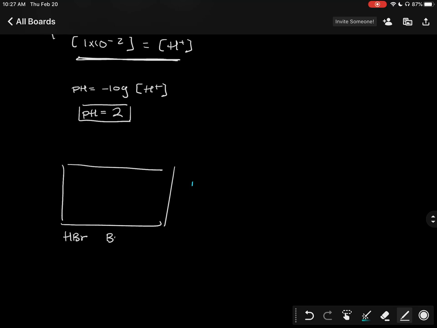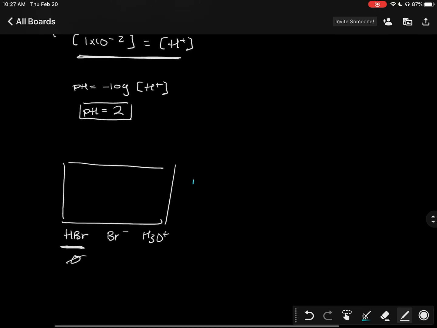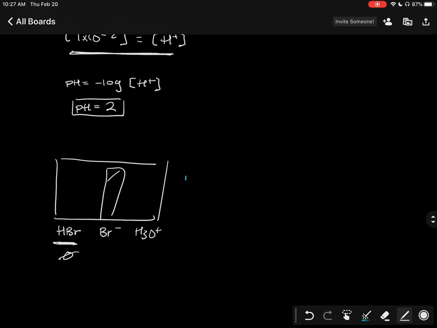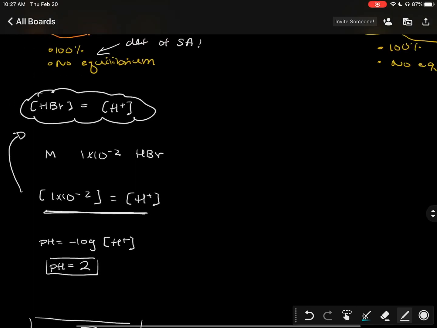And if then I was asked to find the major species present in solution for HBr, it could either be HBr, Br-, or H3O+. We know it 100% dissociates, so we shouldn't have any HBr, but we should have a lot of Br- and a lot of H3O+. So my graph would look something like this.